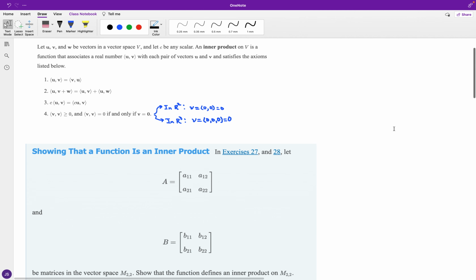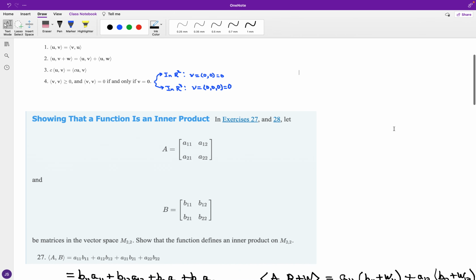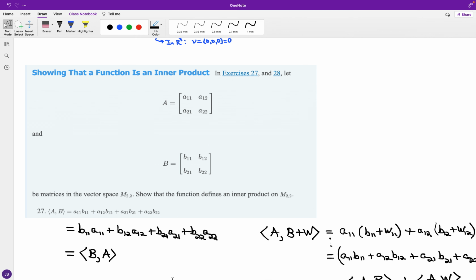And so if we let these matrices be in the vector space M of 2 by 2, we're to show that the function defines an inner product on the matrix space. And if we have the inner product of A and B to be A sub 1 1 B sub 1 1 plus A sub 1 2 B sub 1 2 plus A sub 2 1 B sub 2 1 plus A sub 2 2 B sub 2 2. So for the inner product case, we have these items.